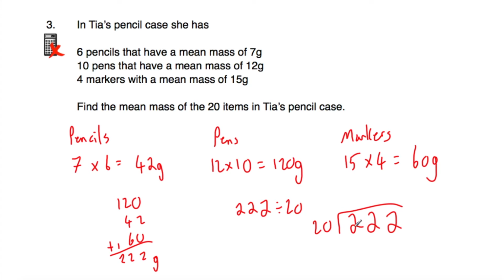So how many 20s go into 2? 0 remainder 2. How many 20s go into 22? 1 remainder 2. So let's put a decimal point and a 0. So how many 20s go into 22? 1 remainder 2. And we've got a decimal point there. And how many 20s go into 20? 1. So the answer is 11.1 grams. So the mean mass of the 20 items in Tia's pencil case is 11.1 grams. And that's it. And if you got that, well done.